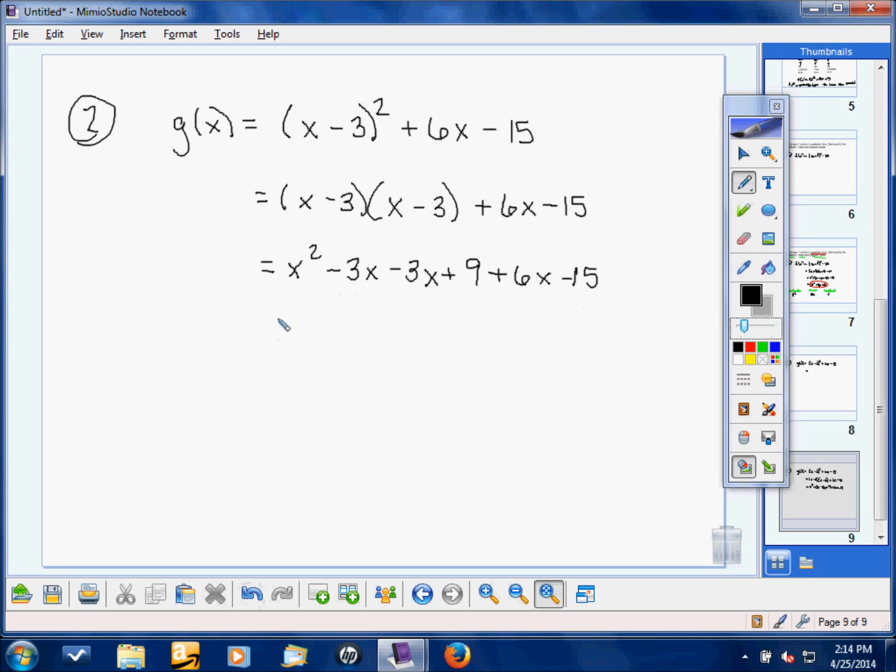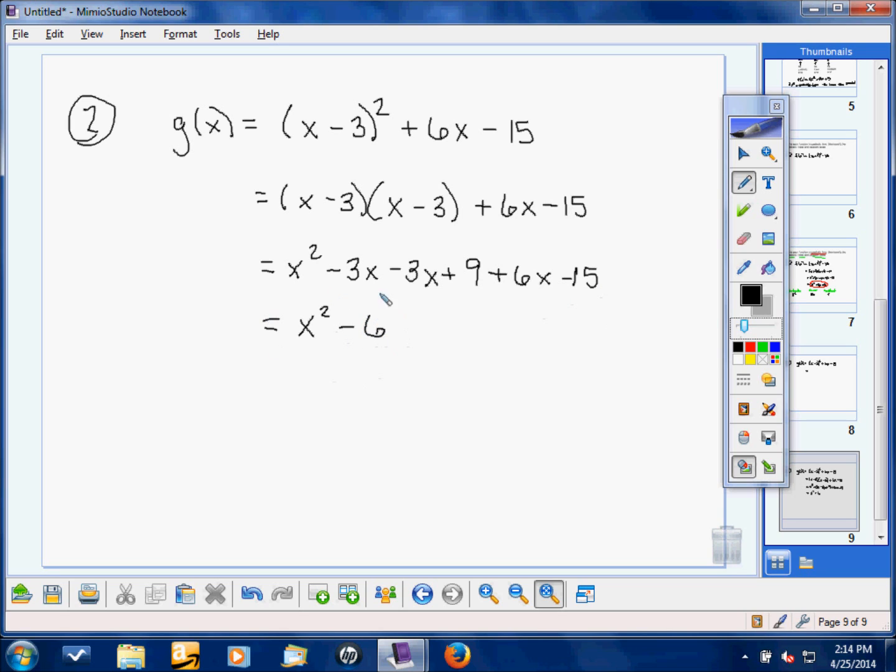Exactly, Charles. The x's will end up canceling out. If you put minus 3x, minus 3x, plus 6x, it's like when you have a zero. It's gone, right? So just put plus 9 minus 15, which gives you negative 6.